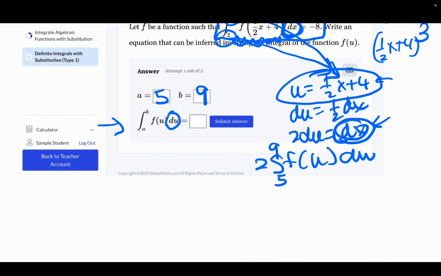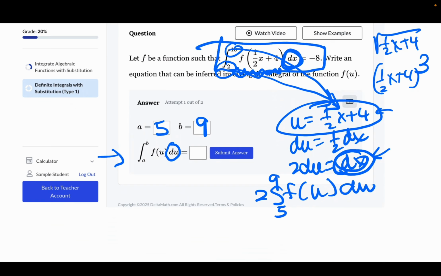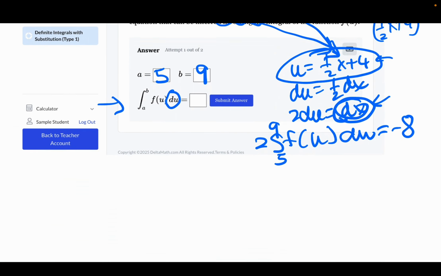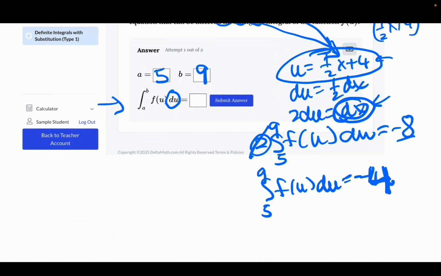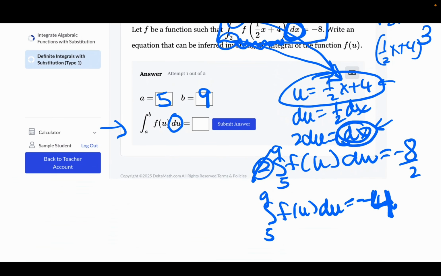All right, so now let's look back at what they told us. They told us if we did all this, we should get -8. So now I'm going to divide by this 2. So I have the integral from 5 to 9 of f of u du equals -4. Divide by 2. So it equals -4. All right, so this should equal -4.